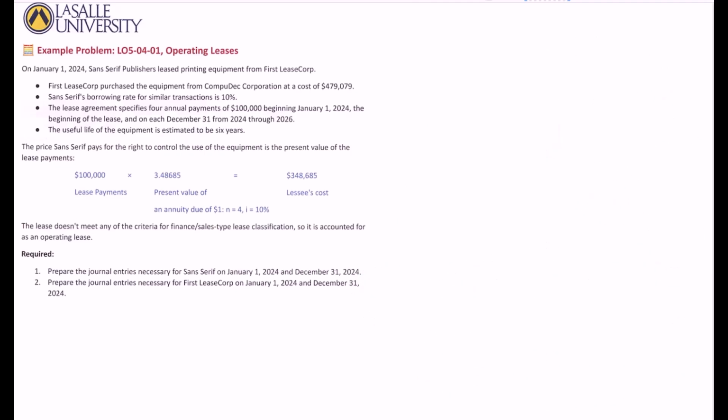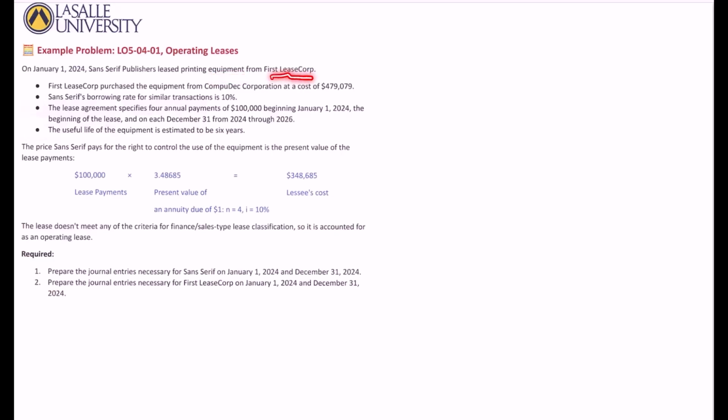So that's important here. All right, so let's erase this and make some room for us to work. And let's take a look at what this problem says. So on January 1st, 2024, Sans Serif Publishers, anybody catch that joke? Sans Serif is a type of font. It's a font style. So I think this question is having a little fun with us.